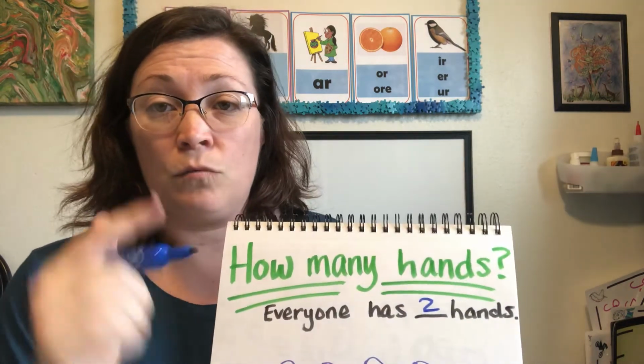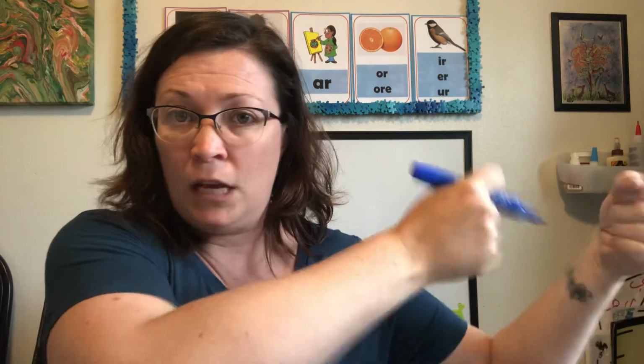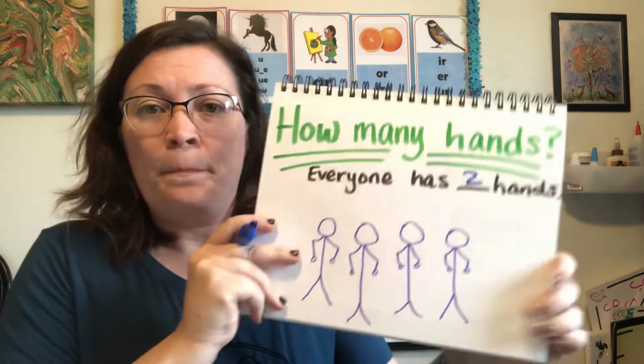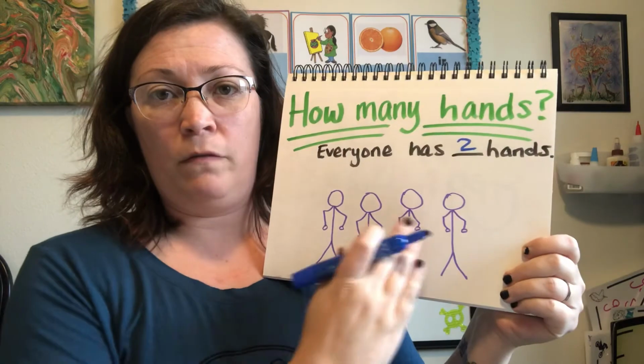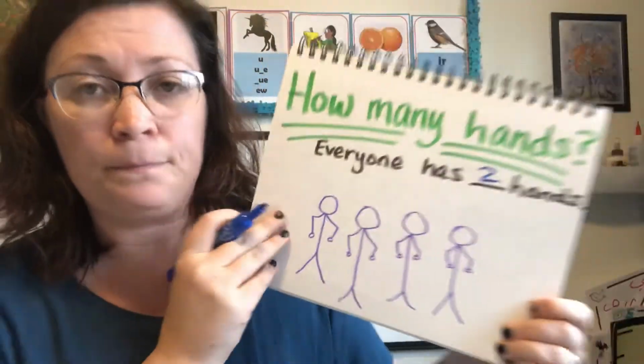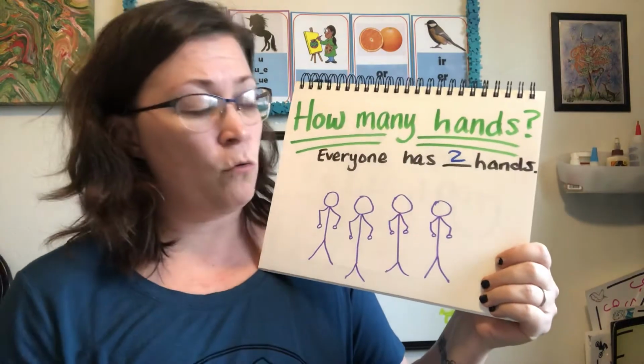So if I said there was one person, just Miss Hayes, how many hands do I have? 2. But what if there was 2 people, like Mrs. Hayes and Mrs. Abbott? So I have 2 hands, and Miss Abbott has 2 hands, so it would be 2 and 2. So we would have, you're right, 4 hands. Nice. So let's look at these 4 people. We've got 4 people here. We can see they all have 2 hands. Nobody has 0 hands.